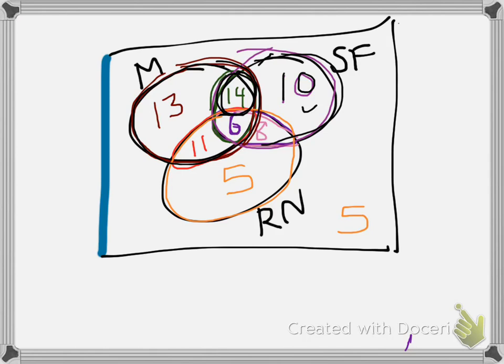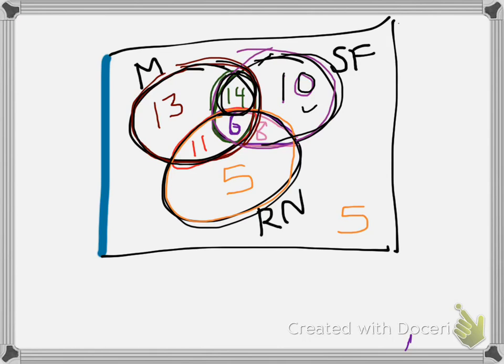Now D part is, how many purchased mysteries or science fiction but not romance? Sorry, not romance novels at all. That means you cannot add anything from the romance circle. So 13 plus 14 plus 10. 13 plus 14 is 27, plus 10 is 37, which is the answer to D part.